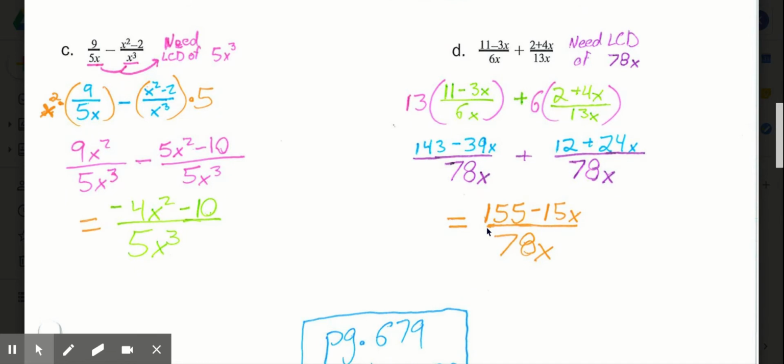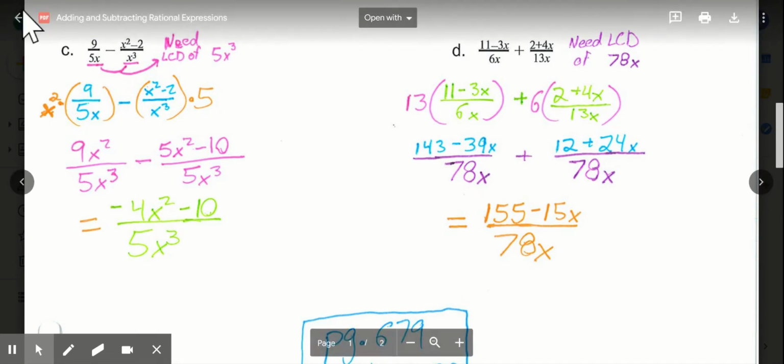Now let's look at C and D. So again, in C, we have a subtraction problem. Doesn't change the steps, just have to make sure we subtract instead of add. So 5x and x to the third, I need to figure out my least common denominator, which would be 5x to the third. So then I need to convert both fractions to the common denominator.